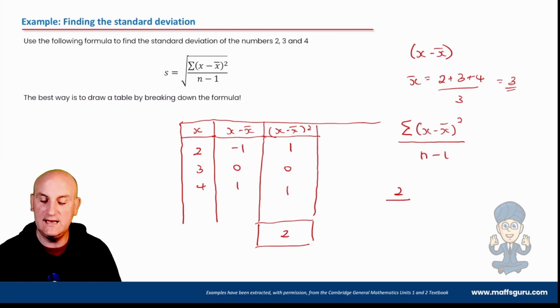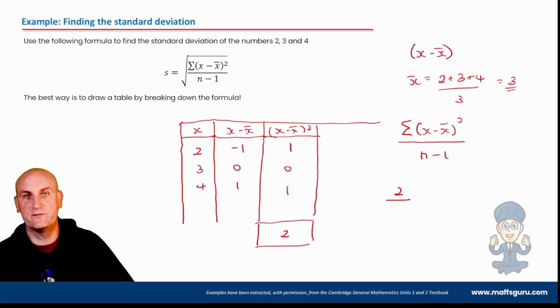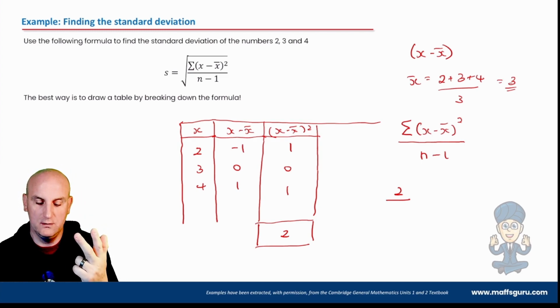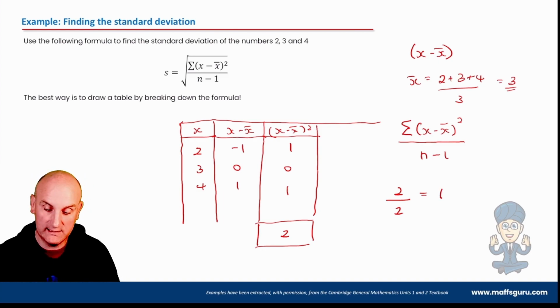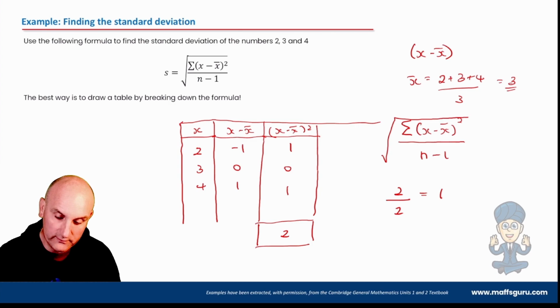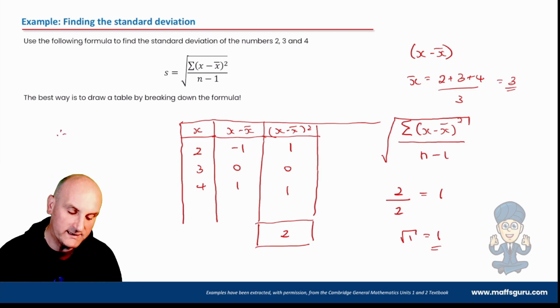I want to divide it by n minus 1, the number of data items minus 1. Well, there are 3 data items. We've got the numbers 2, 3, and 4. Take 1 off of that, gives me 2. So I'm going to do 2 divided by 2, which gives me 1. And then I've got to square root it. So I'm looking for the square root of 1, which just so happens to be 1. So therefore, my standard deviation for those numbers is 1.